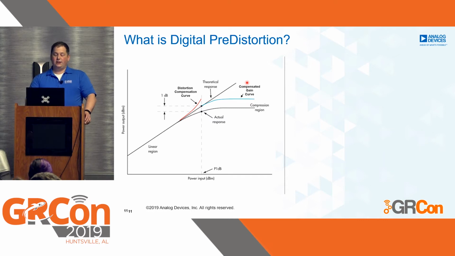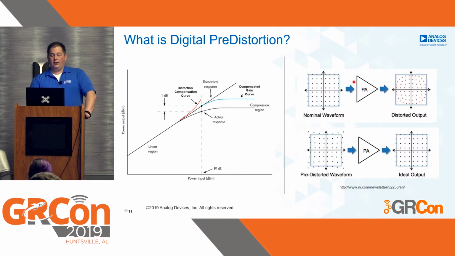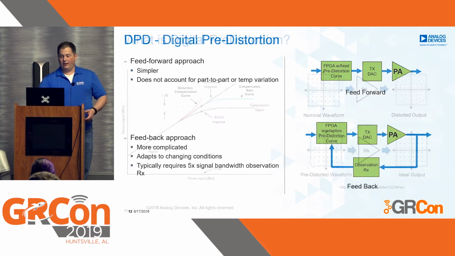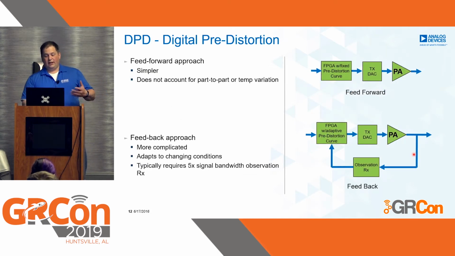And from a digital comms perspective, if we have our nominal waveform and we push it through this curve without pre-distortion, we'll get symbols that look like this. If we pre-distort things before and push it through that same power amplifier, then our output actually becomes ideal. And that's what the concept of digital pre-distortion is at a very high level.